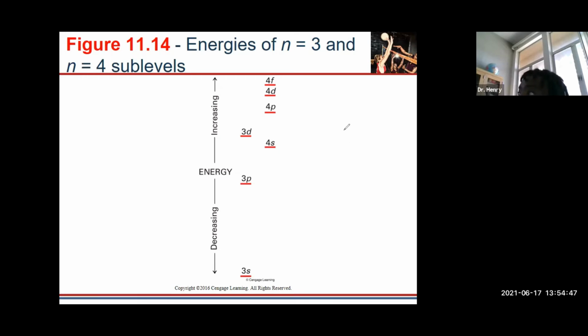So we know that we have the 1s, 2s, 2p, then we have 3s, 3p, and 3d. We have 4s, 4p, 4d, and 4f. Then we would have 5s, 5p, 5d, 5f, and if we got to it, we would have 5g.